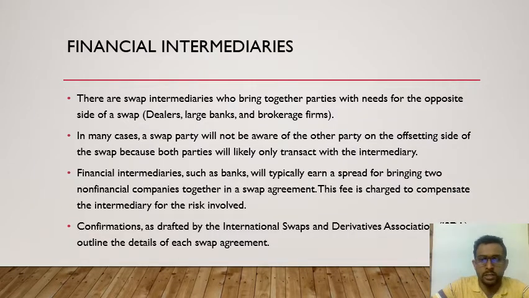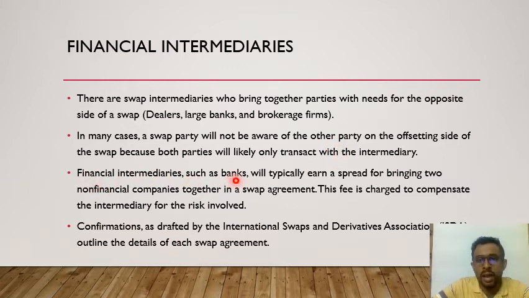Financial intermediaries for a swap transaction. There are swap intermediaries who bring together the parties needing the opposite sides of the swaps. They may be dealers, large banks, and brokerage firms. In many cases, a swap party will not be aware of the other party on the offsetting side of the swap, because both parties will likely only transact with the intermediaries. In this case, it is pertinent to note that if one of the parties defaults, the intermediary will be responsible.